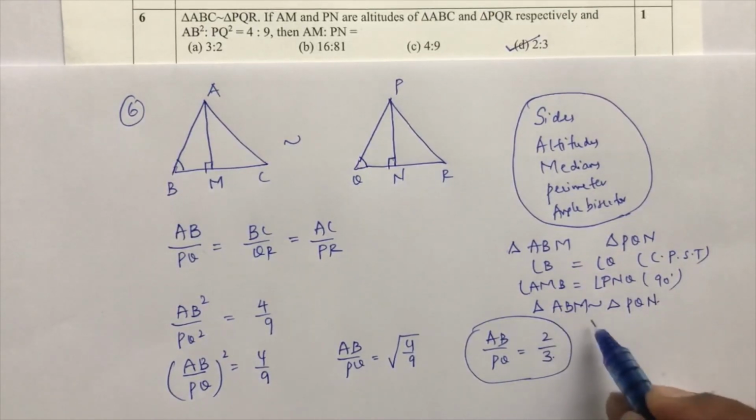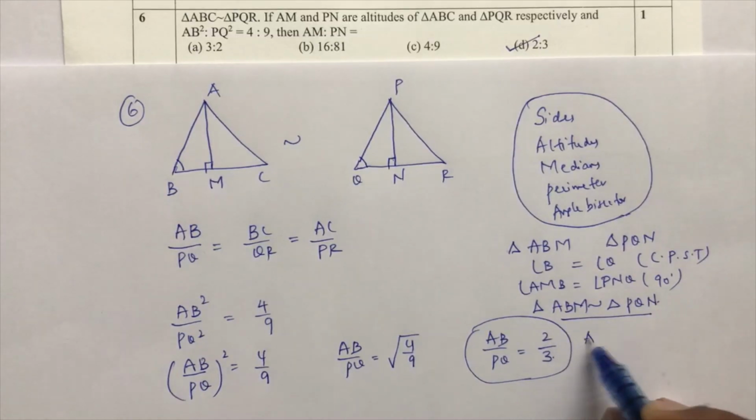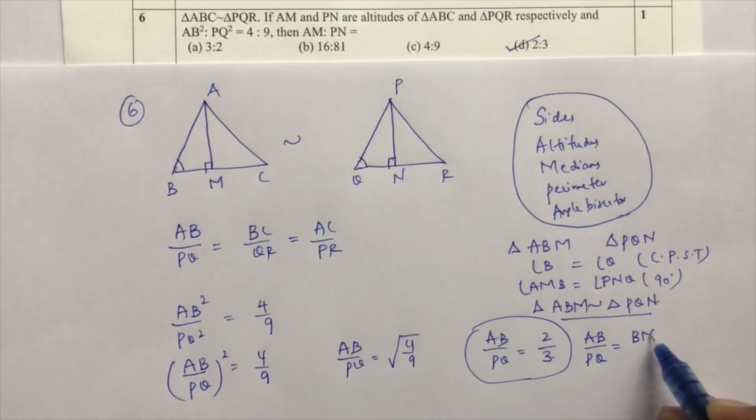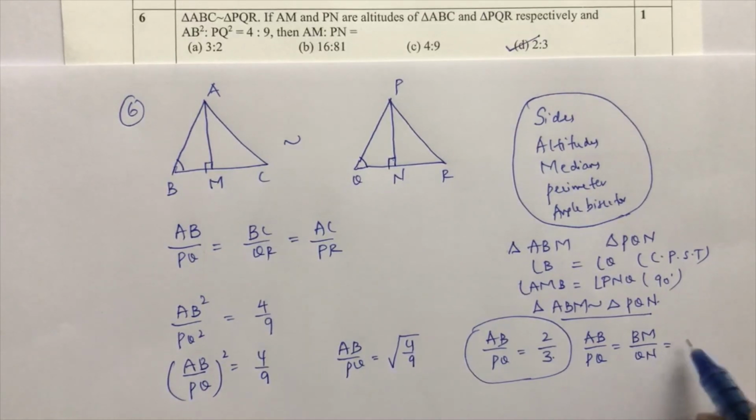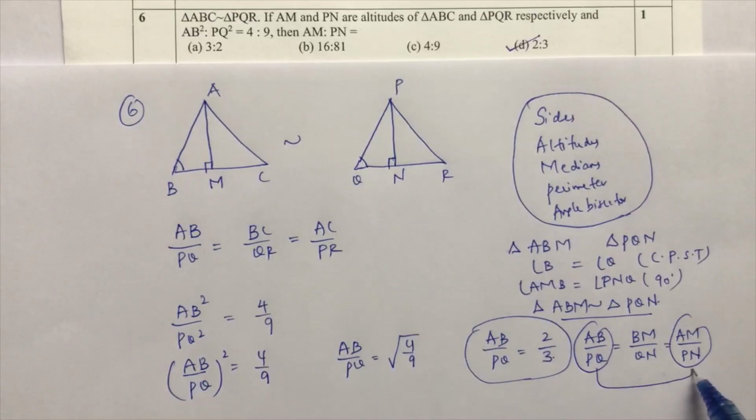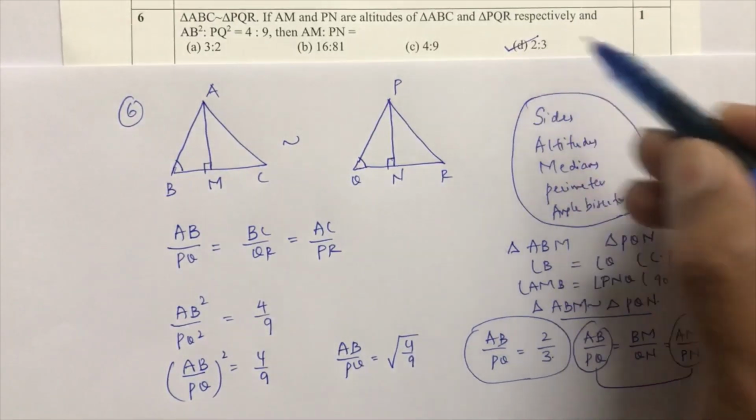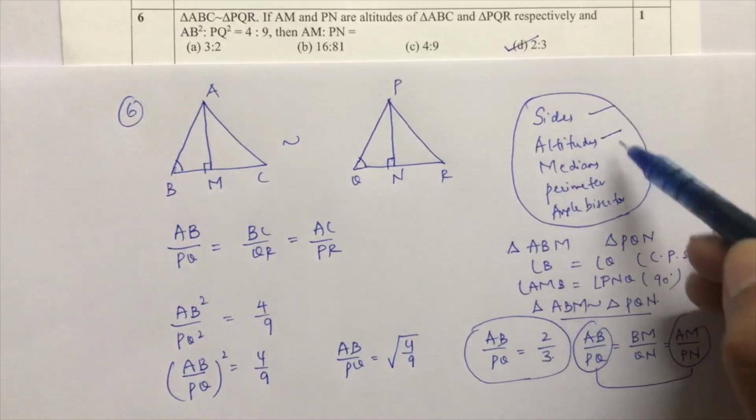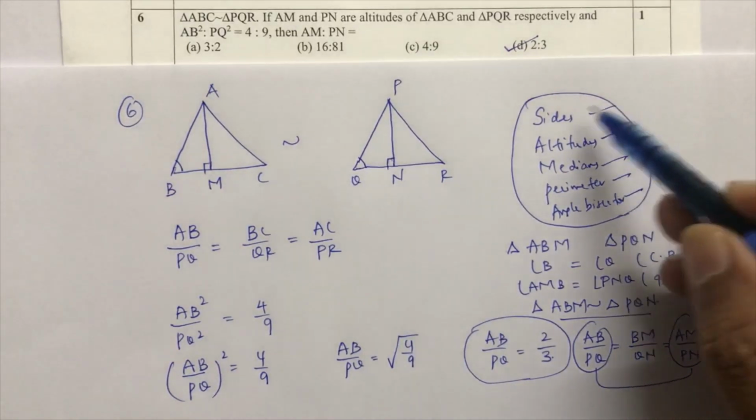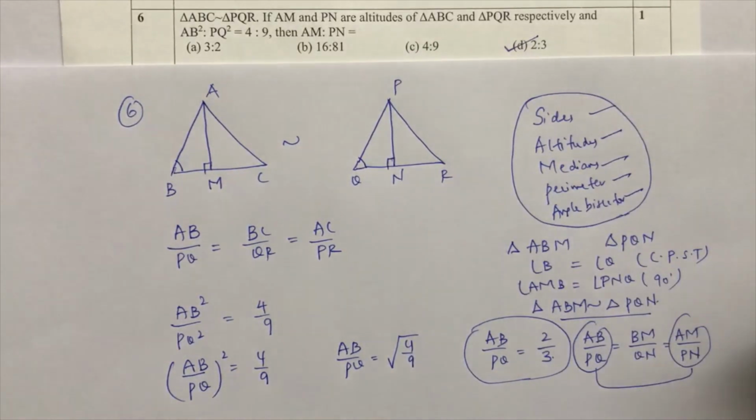Now if you write sides proportional for these two, AB by PQ, BM by QN, AM by PN. If you observe, sides and altitudes will be in the same ratio. So the correct option here is D. But you can remember sides, altitudes, medians, perimeter, angle bisector, these all will be in the same ratio.